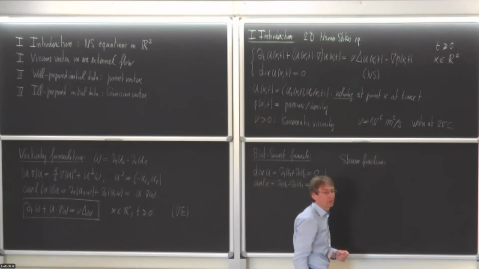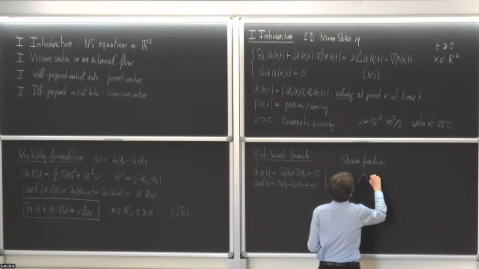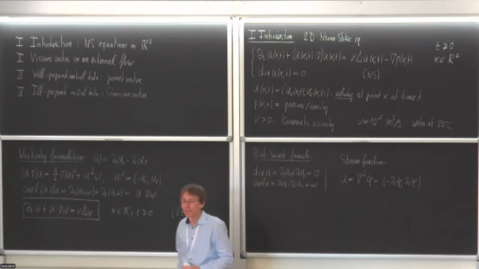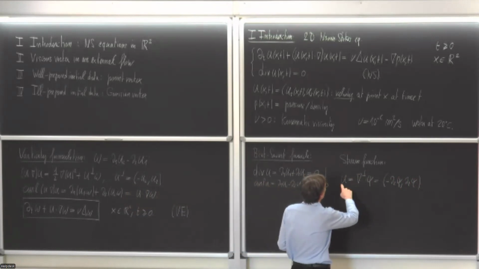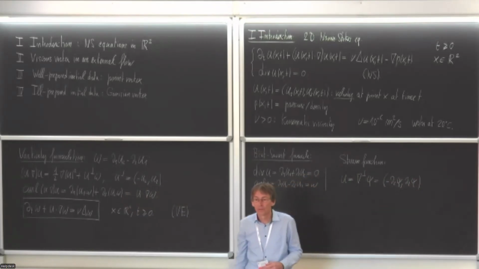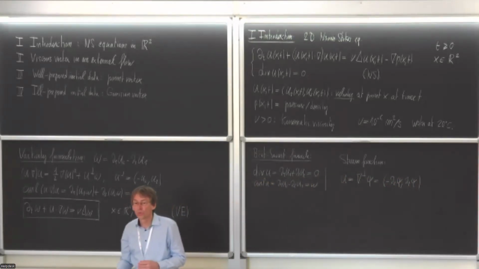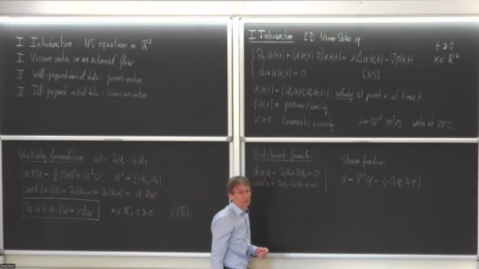So you postulate that u is the orthogonal of the gradient of a stream function, which I denote by psi. So this is minus d2 psi, d1 psi. Do not worry, it's always possible to find a psi as soon as the divergence of u is equal to 0. By the way, the divergence of this vector field is automatically 0. So this way of introducing the stream function is a convenient way of incorporating the constraint of incompressibility. Okay. And now the first equation is immediately satisfied.